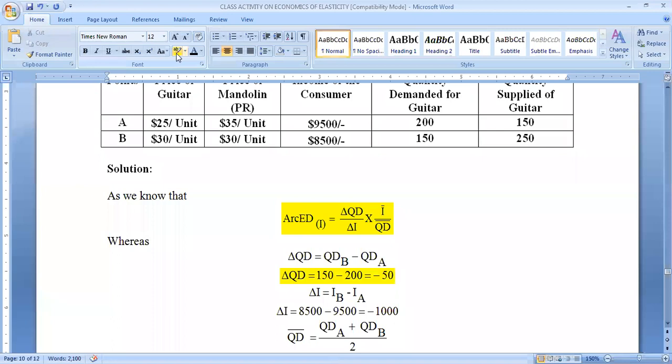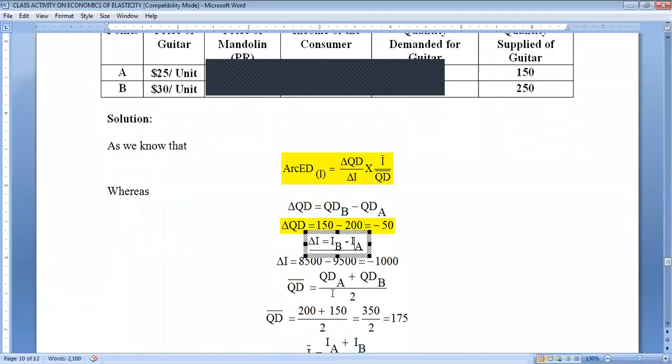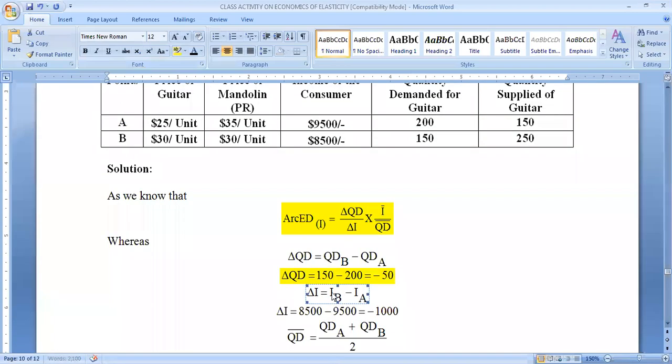This is the first component of the formula of arc elasticity of demand with respect to income. The second component is delta I, and we know the formula: income at point B minus income at point A gives us delta I. Income at point B is given as 8500, and income at point A is given as 9500. After subtracting 9500 from 8500, we obtain minus 1000 as an answer, right?